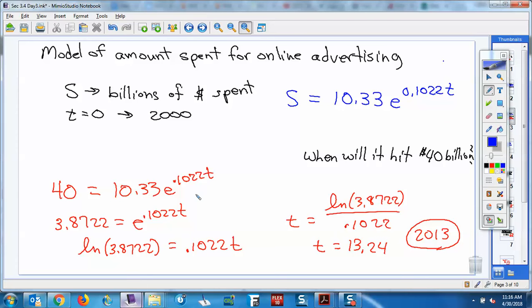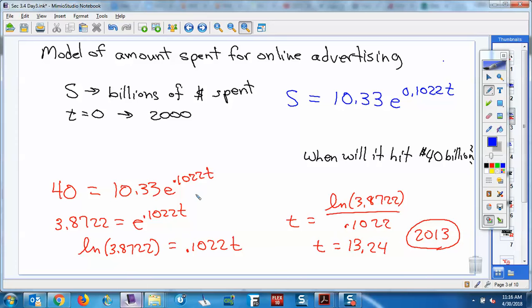If you're given the input value, the t value, for example, another question could have been, how much will be spent on advertising in 2011? Well, what would you do to figure that out? You plug an 11 in for t, and then all you have to do is work out the right side. You're not solving anything. You're evaluating the expression.